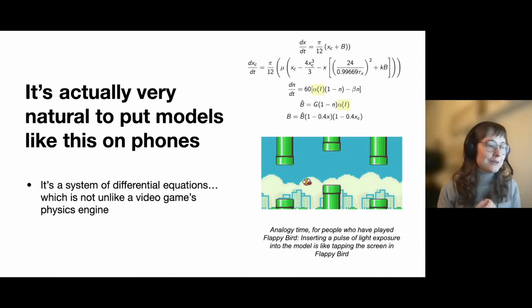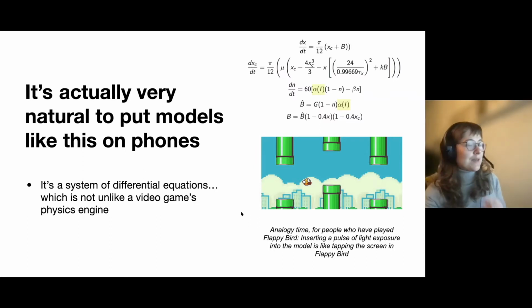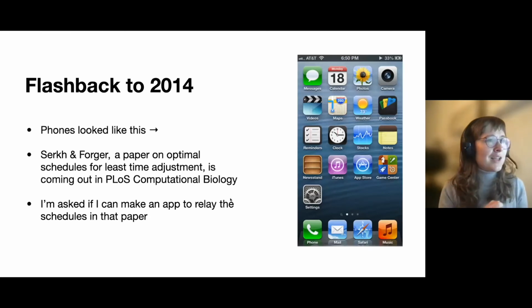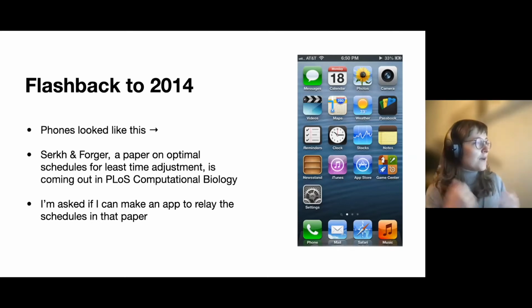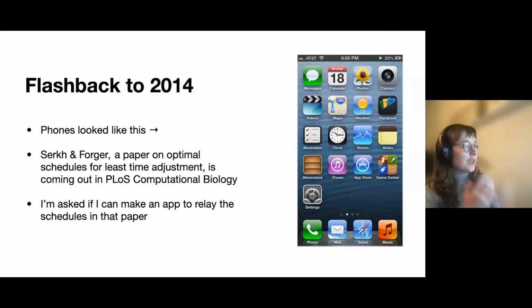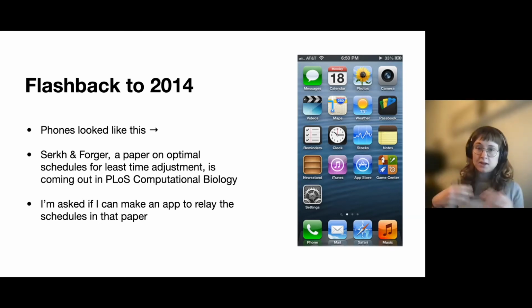And I include this not just because I came up with it last night and I was like, what an amazing analogy, but also because Flappy Bird came out in 2013. And we're going to flash back to 2014, back when phones all had that gradient effect going on. There was no flat design. And my advisor, Danny Forger, had a paper coming out on optimal control of the human circadian clock. He asked if I could make an app to relay some schedules he had generated in that paper.